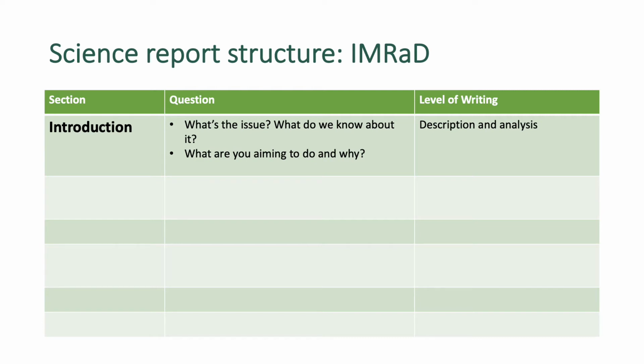Keep this part as tightly focused as you can, and don't be tempted to include lots of detail or go too broad. Think about what the reader needs to know to follow your report, rather than showing everything you've learned about the topic. The kind of writing that you're doing here is descriptive, mostly factual statements backed up with references to demonstrate your understanding of the background of your experiment or research.